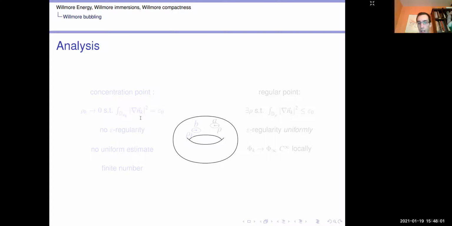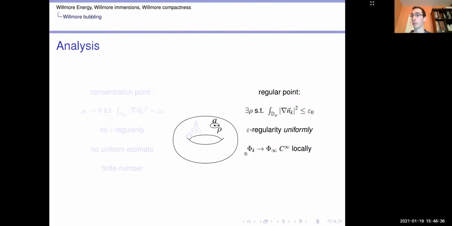But let's see what happens if we only consider the analytic aspect. So if I consider a point on the surface, there are 2 cases. Either I can find a small disk around this point so that, uniformly, I have the smallness condition on nabla n with epsilon 0 given by the epsilon regularity result. So this means that I have the epsilon regularity uniformly. And so I have the C infinity estimates uniformly. And this means that locally around A, I have a smooth convergence towards pi infinity, which will be a smooth Willmore immersion.